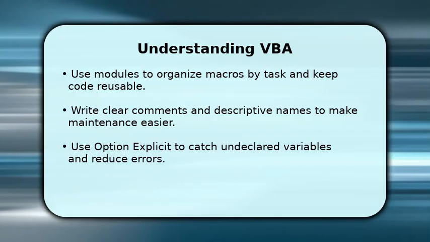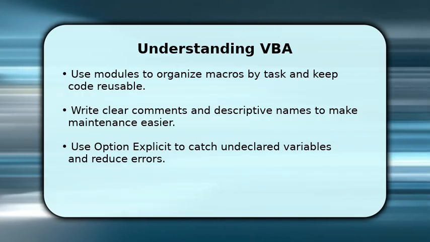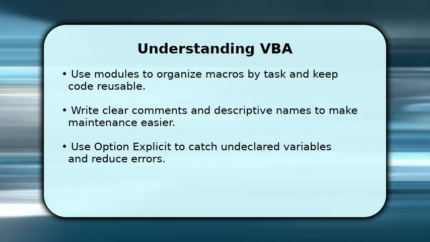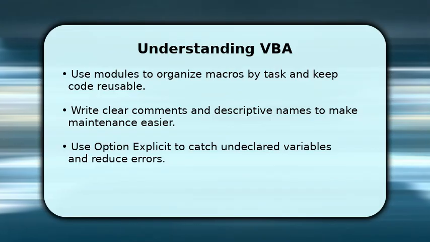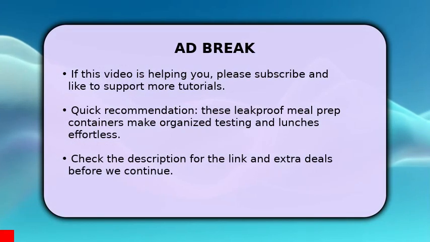Learn how VBA modules group related macros so your project stays organized. Adopt Option Explicit at the top of modules to force variable declarations and reduce runtime mistakes. Use clear variable names, comments, and short procedures that return values or perform single tasks. Test each procedure with sample data and step through with F8 so you understand execution flow and spot logic errors quickly.